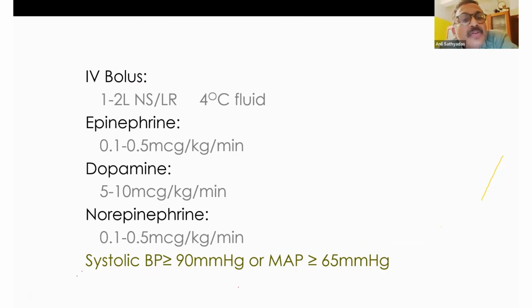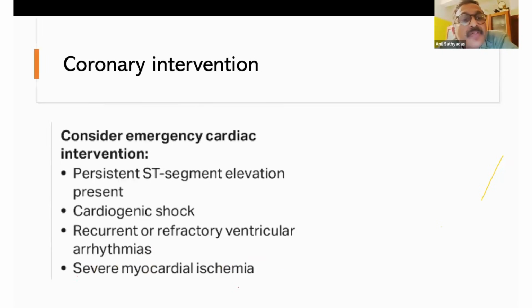So your vasopressor or inotrope would depend upon the hemodynamics of the patient. Most of the time, noradrenaline would be the drug of choice for undifferentiated shock. But think of adding dobutamine if the patient has cardiac shock, and your goal is MAP of more than 65.